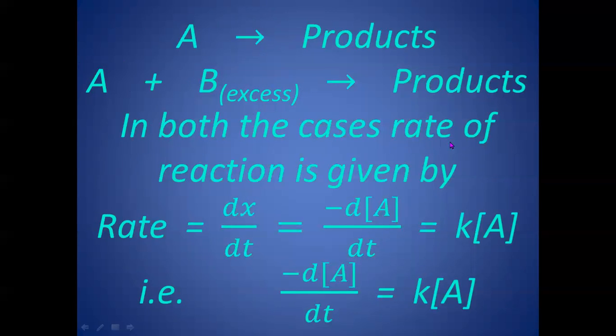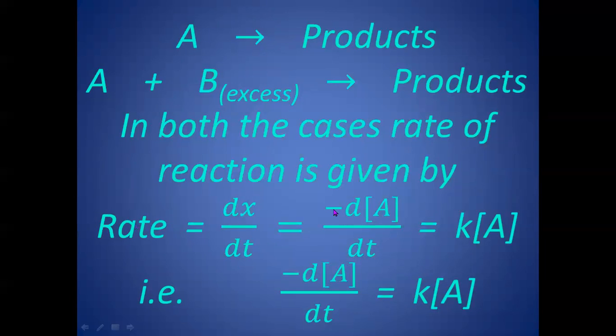So in both the above cases, the rate of the reaction can be given as rate is equal to change in concentration by change in time, or change in concentration of reactant with time. Here dx means very small change in concentration, dt means very small change in time. So dx by dt is called the rate of the first order reaction.